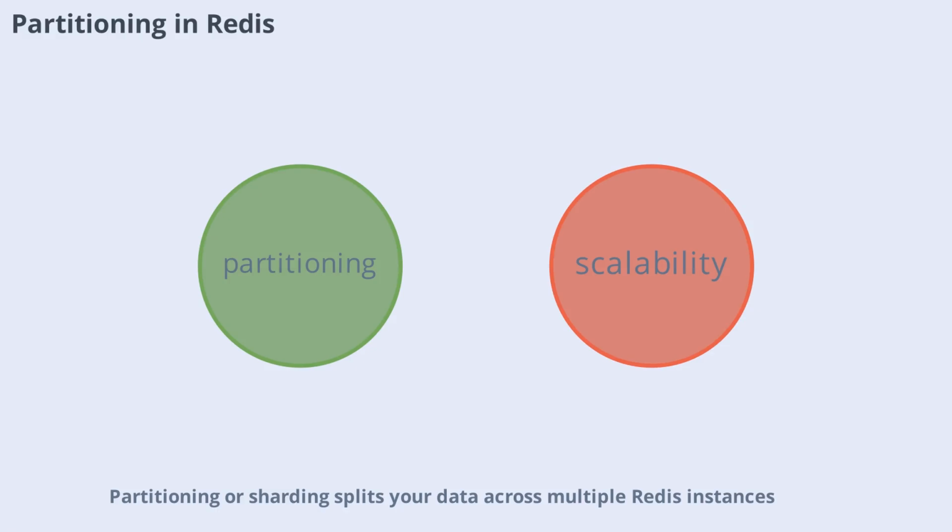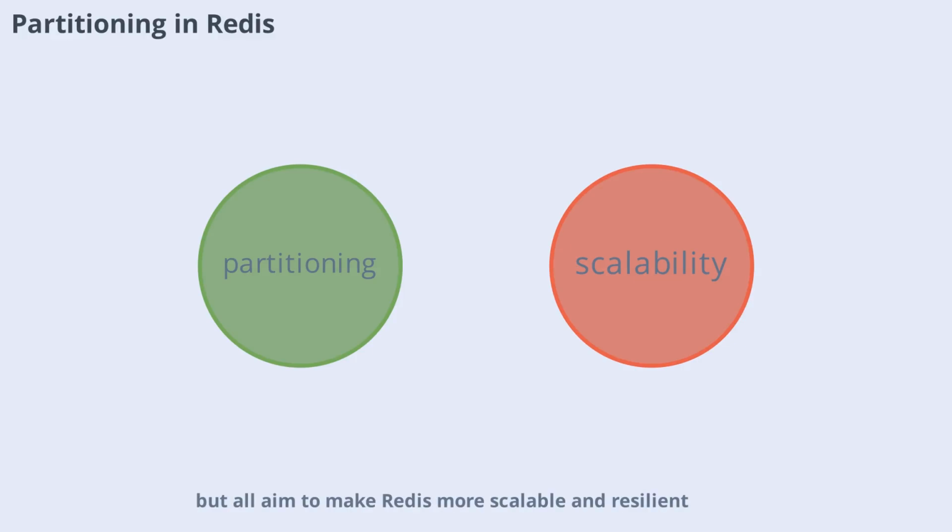Partitioning, or sharding, splits your data across multiple Redis instances. This allows you to scale beyond the memory and processing limits of a single server. Partitioning can be handled by the client, a proxy, or the cluster itself. Each approach has its own complexity and trade-offs, but all aim to make Redis more scalable and resilient.